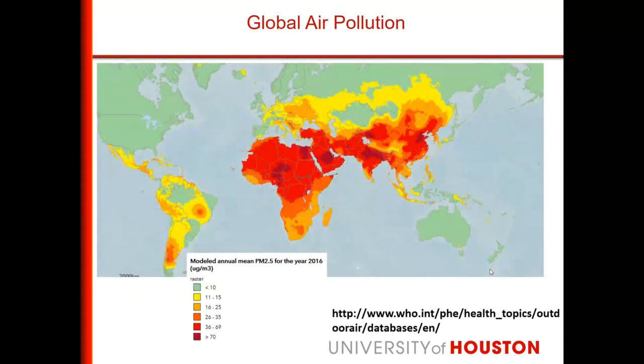This is the particulate map all over the world. You can see that the particulate-based pollution is much higher in the red regions. The US is okay compared to this, but still not safe. We also have the problem of particulates. This is based on the severity of the pollution.